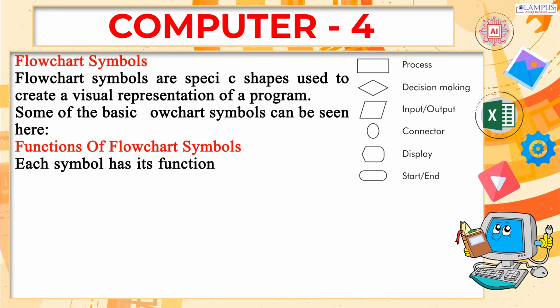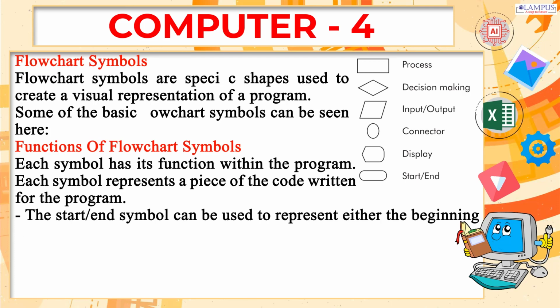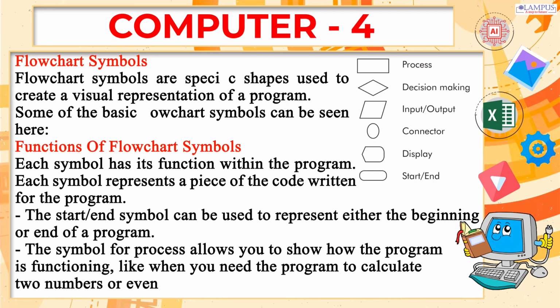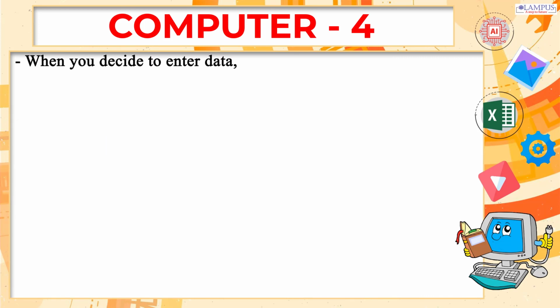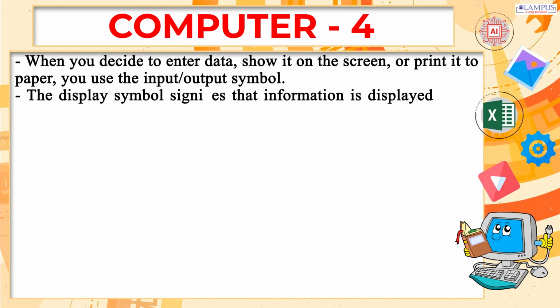Functions of flowchart symbols. Each symbol has its function within the program. Each symbol represents a piece of the code written for the program. The start-end symbol can be used to represent either the beginning or end of a program. The symbol for process allows you to show how the program is functioning, like when you need the program to calculate two numbers or even analyze the information. When you decide to enter data, show it on the screen, or print it to paper, you use the input-output symbol. The display symbol signifies that information is displayed to the user.